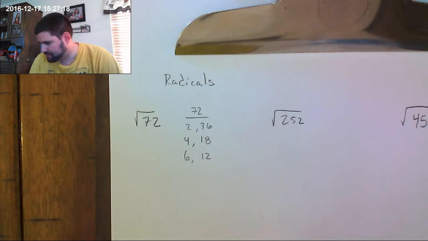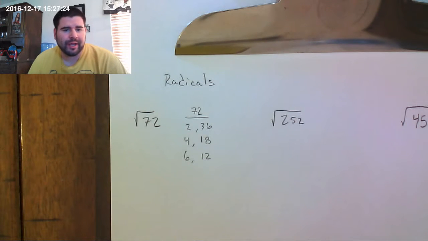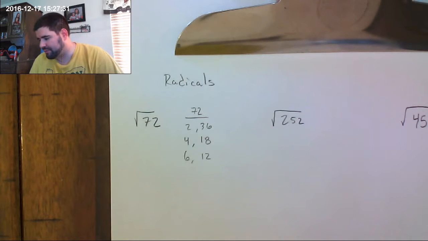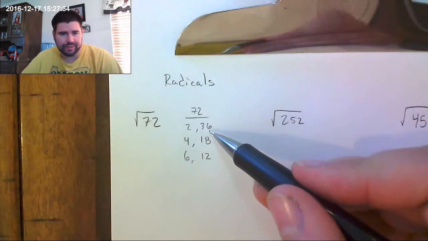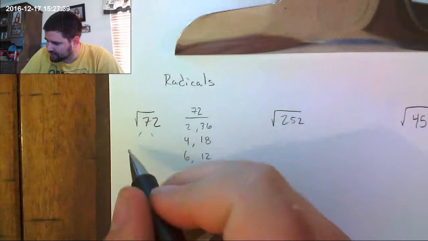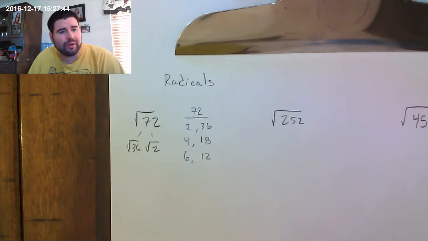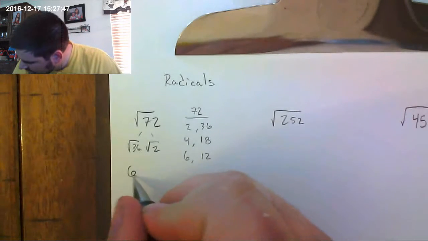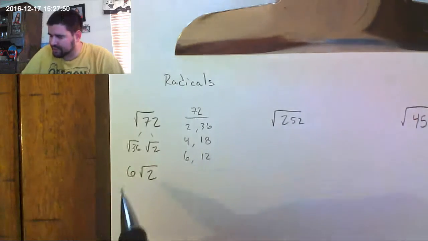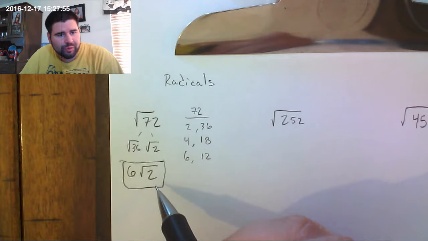So I got my factors here, and I'm going to pick the one that gives me a perfect square. Now I see a couple perfect squares, but I'm looking for the biggest perfect square, and the biggest perfect square I see is 36. So I'm going to make my little factor tree and factor this out into the square root of 36 times the square root of 2. And I know that the square root of 36 is 6. And the square root of 2 stays the same. So square root of 72 is 6 root 2.